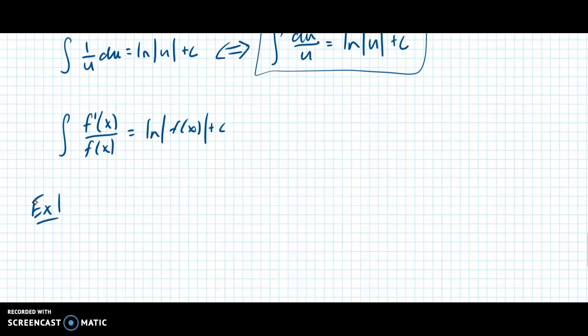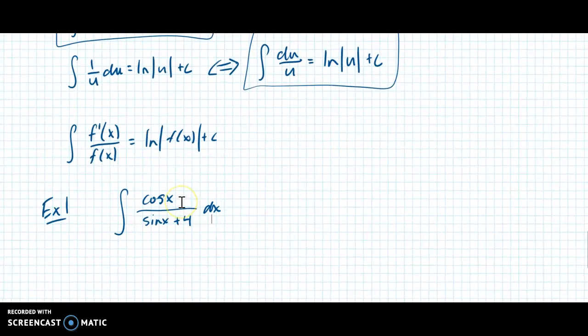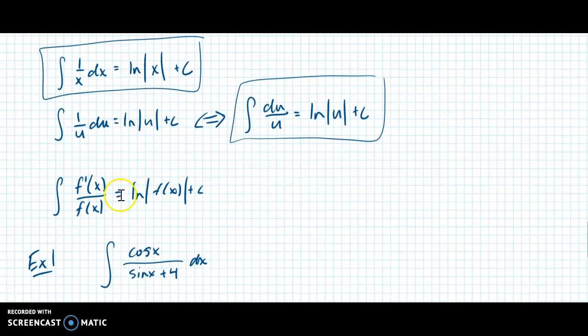Example 1. Let's do the integral of cosine x over sine x plus 4 dx. Notice, zoom out a little bit. You might just see that it is ln of the bottom with an absolute value. But let me go through this.